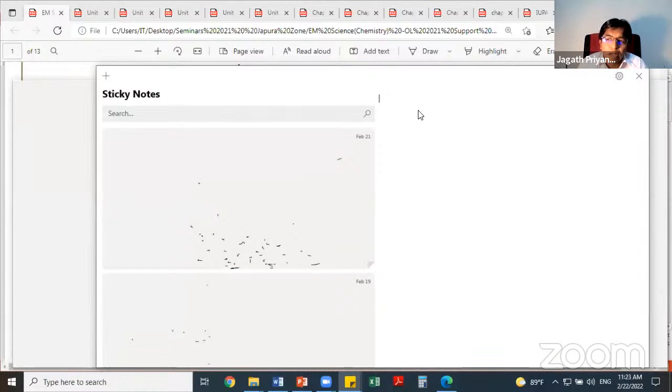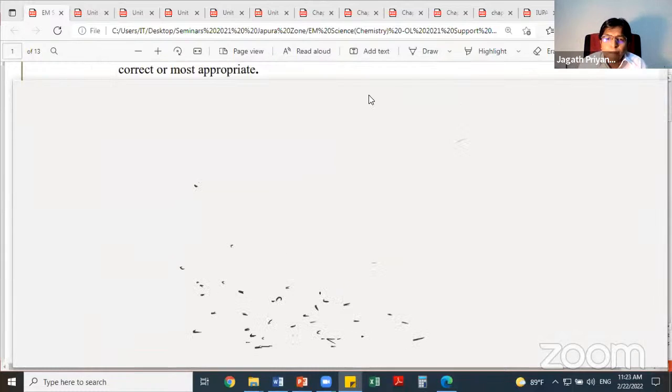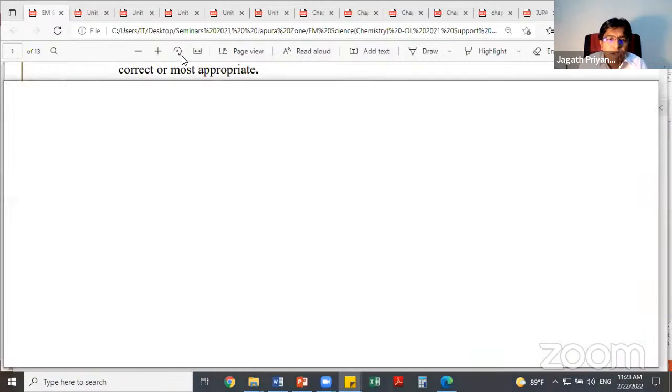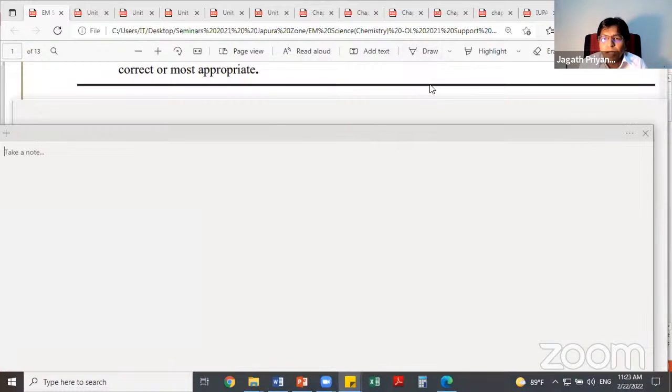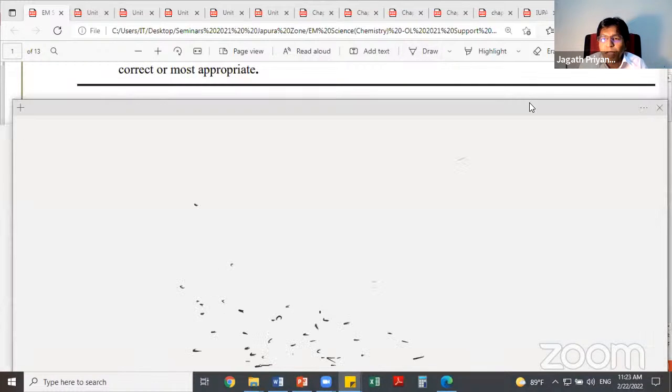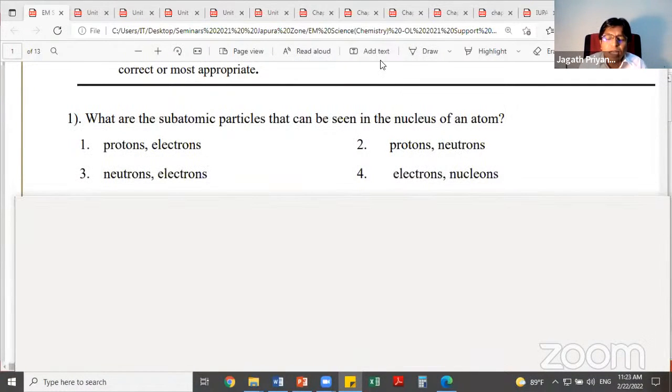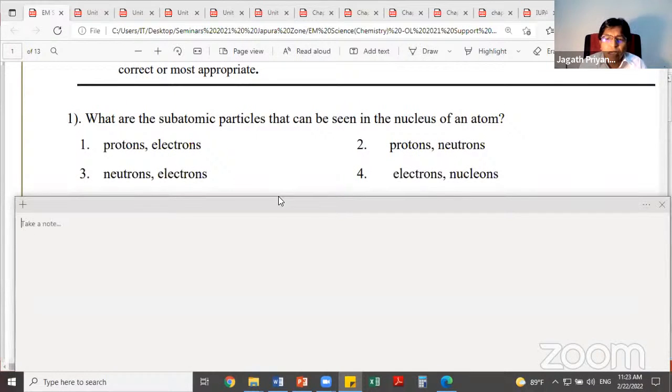If you take the mass number, you don't consider the mass of the electron, because electrons are very light in weight. An electron does have a mass, but it's not considered for the mass of an atom. Right, now question number 1, a very basic question.